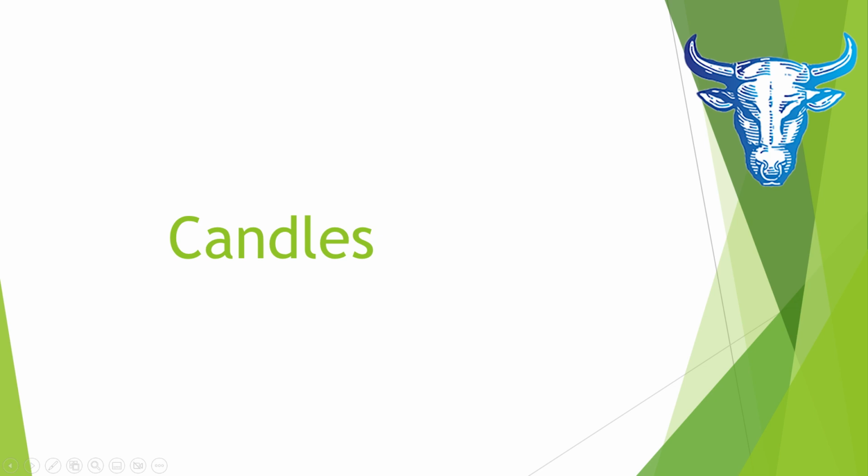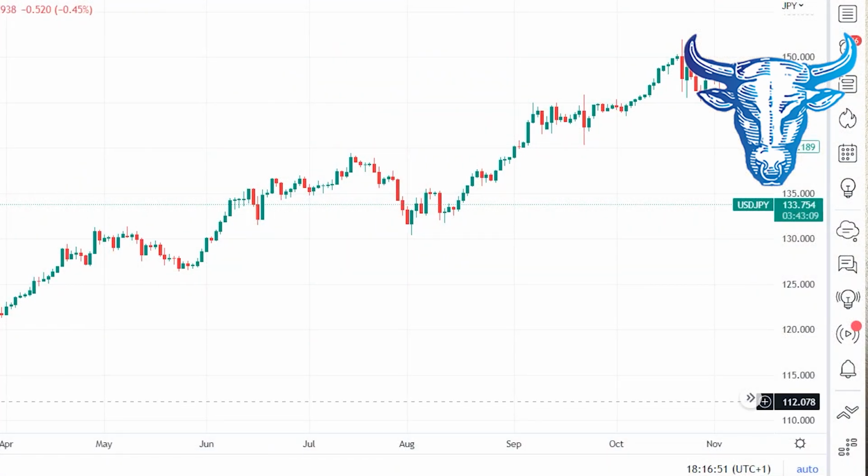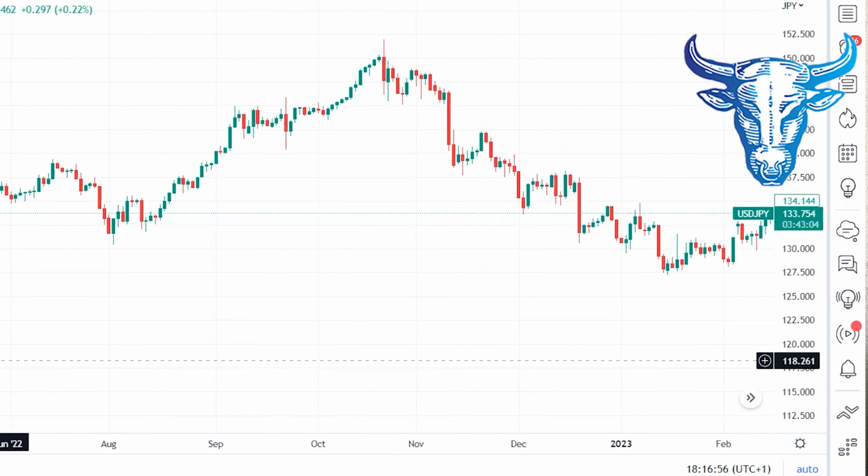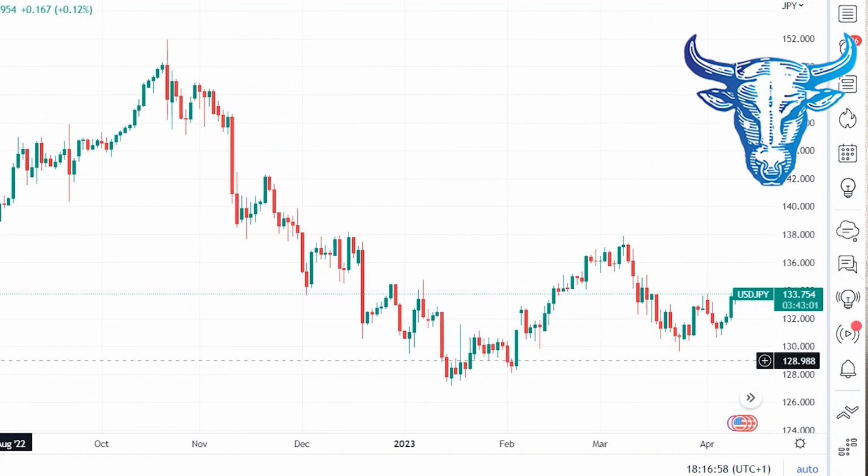Another topic we are going to discuss today is candles. In this section, we will discuss what candlestick charts are, how to read them, and how to use them to make informed trading decisions. First, let's talk about what a candlestick chart is. Essentially, a candlestick chart is a visual representation of price movement over a certain period of time, typically ranging from minutes to months. Each candle on the charts represents a specific time period and displays the opening, closing, high and low prices in that period.